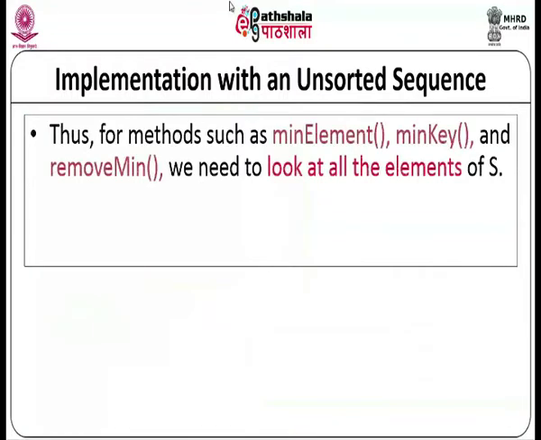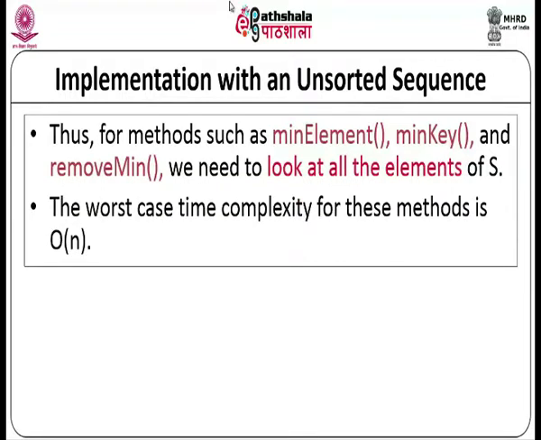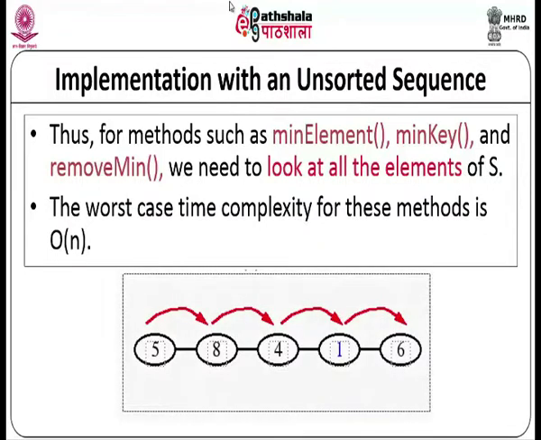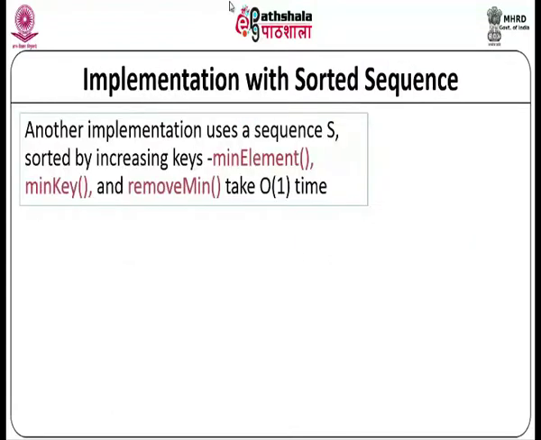Now, for methods such as min element, min key and remove min, which we saw previously, we need to look at all the elements of S because it is in an unsorted order. So, the worst case complexity of these methods is of the order of n. For insertion it is of the order of 1, but for remove, finding the minimum element and finding the minimum key, it is of the order of n. So, this is the minimum key, assuming, and we have to check everything to find out. You have to go beyond even 1 because it is an unsorted sequence. Now, another implementation will use a sequence S which is sorted by increasing keys.